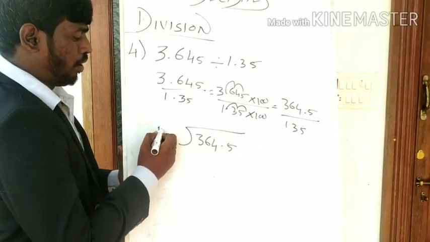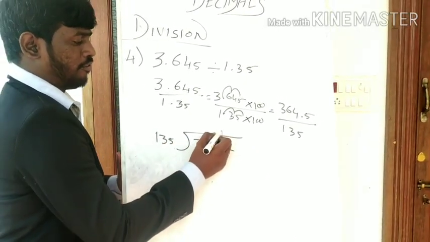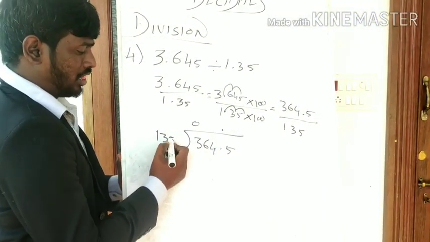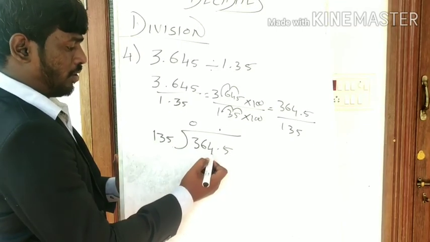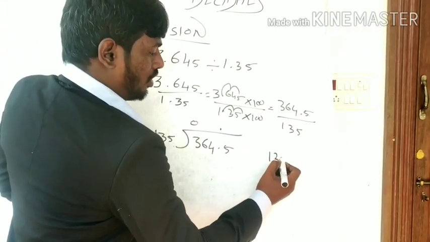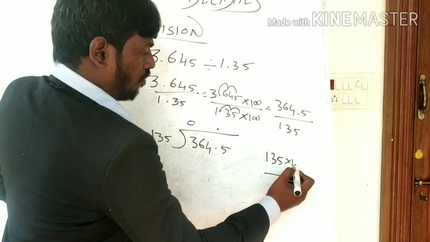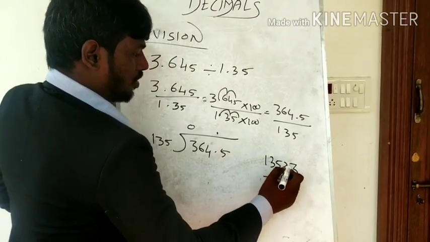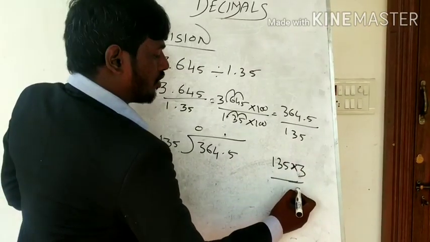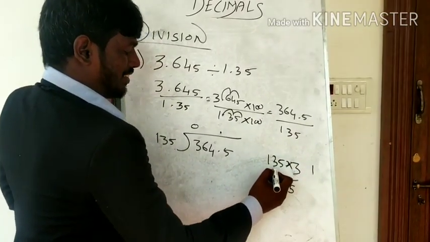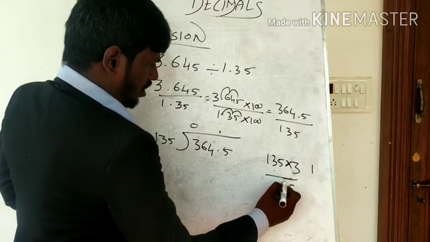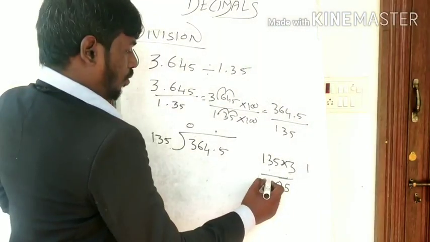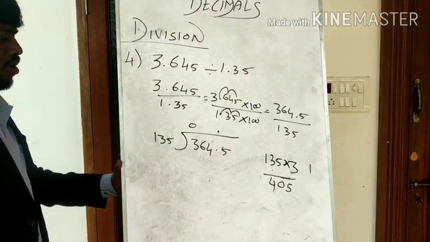Now let me divide. 364.5 divided by 135. Now keep the point first. Let me divide. 135 by 3, no. 135 by 36, no. Then 135 by 364. Let me multiply and see. 135 into 4, sir. 4 5s are, no. Please try for 3 times. 3 5s are 15. Carry over 1. 3 3s are 9. 9 plus 1, 10. Carry over 1. 3 1s are 3. 3 plus 1, 4. So 3 times, it was 405.